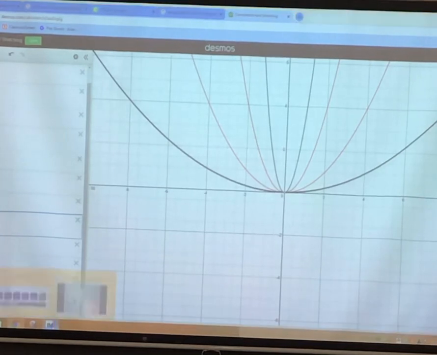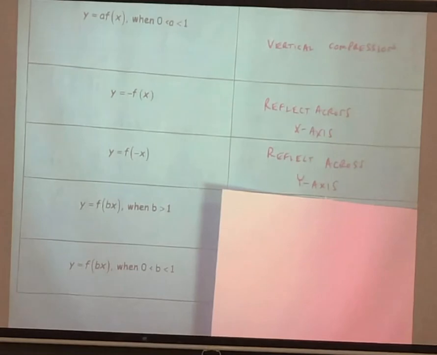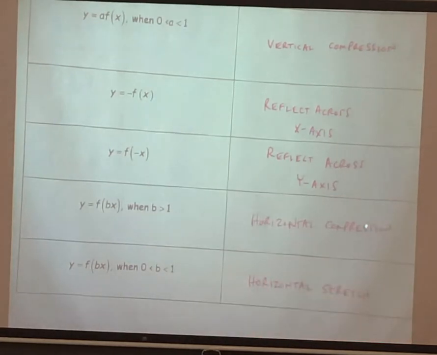So let's move back to our sheet here to fill that in. So compression horizontally if the B value is bigger than 1. Horizontal stretch if the B value is between 0 and 1.